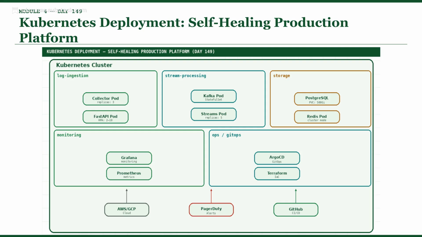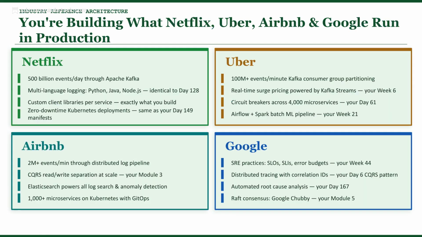Module 4, Day 149, focuses on Kubernetes deployment to create a self-healing production platform. We cover log ingestion, stream processing, storage pods, and operations/GitOps tools like Argo CD and Terraform to manage and monitor the entire Kubernetes cluster. You will build systems that mirror the production architectures of tech giants.